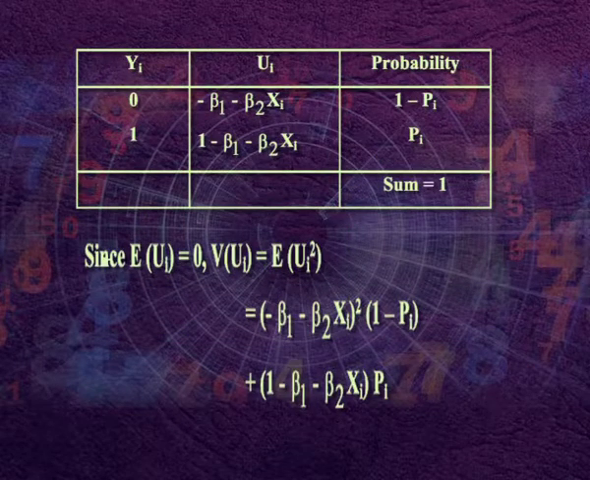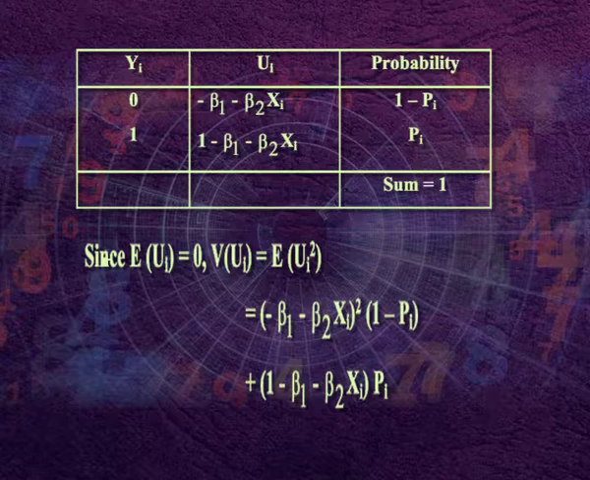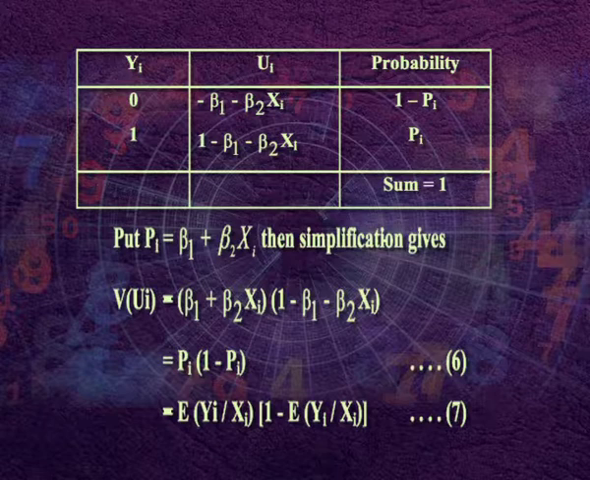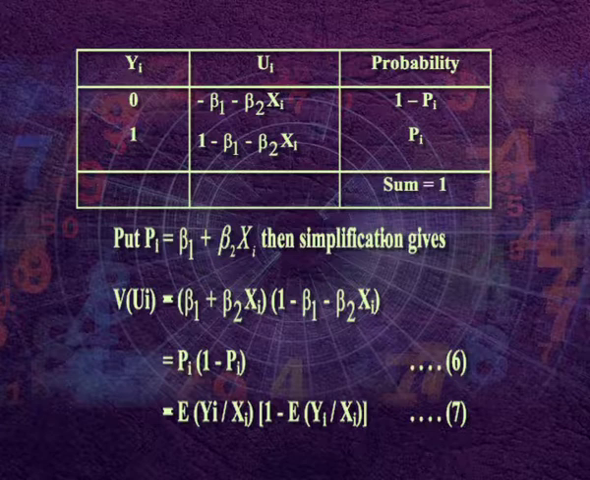Since expected Ui equal to 0, variance of Ui equal to expected Ui square, which is equal to minus beta 1 minus beta 2 Xi whole square multiplied by 1 minus Pi plus 1 minus beta 1 minus beta 2 Xi multiplied by Pi. Put Pi equal to beta 1 plus beta 2 Xi, then simplification gives variance of Ui equal to beta 1 plus beta 2 Xi multiplied by 1 minus beta 1 minus beta 2 Xi, which is equal to Pi multiplied by 1 minus Pi. We denote it as equation number 6, and simplification we get expected Yi given Xi multiplied by 1 minus expected Yi given Xi. We denote it as equation number 7.